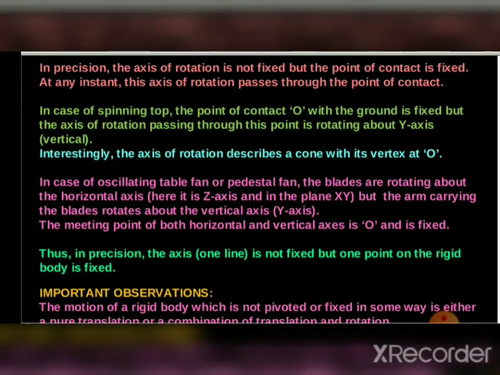In precession, the axis of rotation is not fixed, but the point of contact is fixed. At any instant, the axis of rotation passes through the point of contact. In the case of the spinning top, the point of contact O with the ground is fixed, but the axis of rotation passes through that point, rotating about its y-axis. Okay, it's a simple thing.